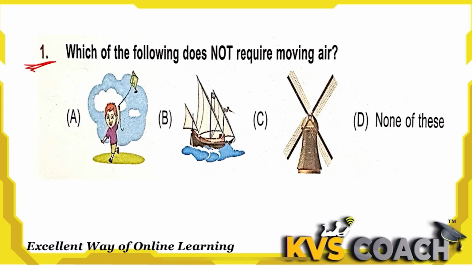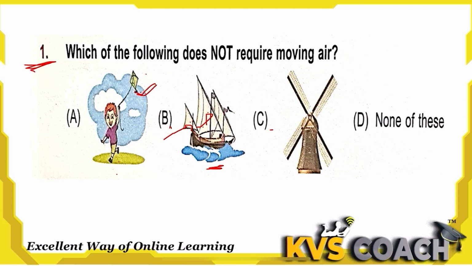Question 1 is, which of the following does not require moving air? So this is the option. In first option, a boy is flying kite. We need air for this flying. In option B, there is a sailing boat. You look at the curtains on this boat. These curtain moves with the help of wind or air in the direction of air.